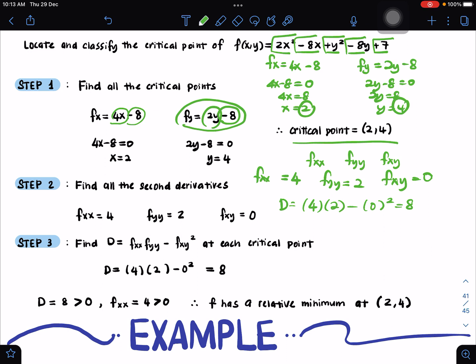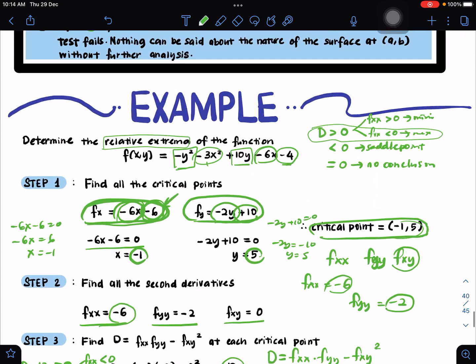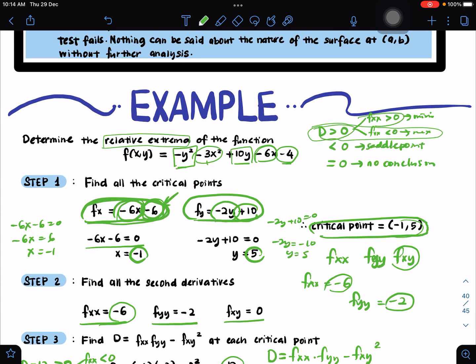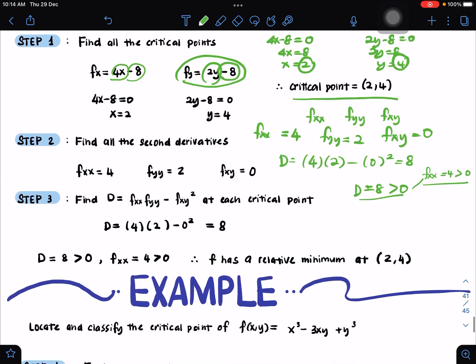So sekarang kalau awak tengok D awak sama dengan 8, dia besar daripada kosong. Bila dia besar daripada kosong, kita kena tengok value yang kedua, iaitu value fxx. So value fxx dia adalah 4 pun besar daripada kosong. Jadi bila D besar daripada kosong, fxx besar daripada kosong, kita punya titik itu adalah relative minimum. So titik critical point kita tadi tu adalah relative minimum point. That's how we decide on the features of our critical point by using the second derivative.